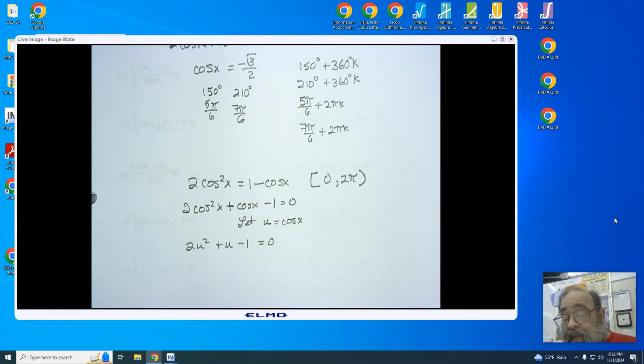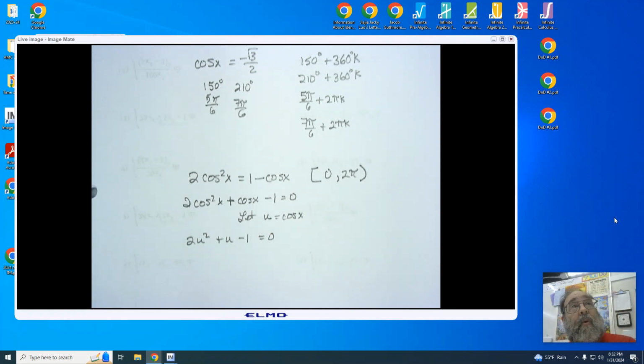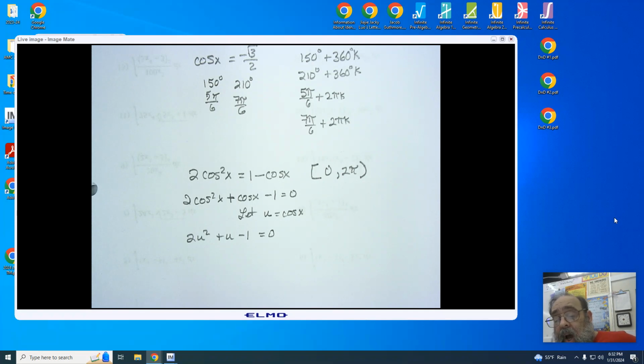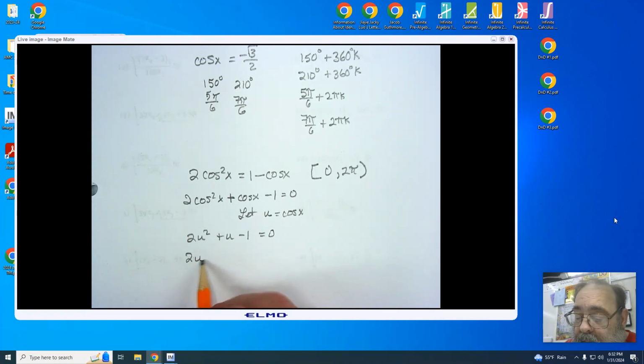And some people will find this an easier method of factoring. Go ahead and use a u substitution anytime you think it's helpful. We're now going to factor. I have a 2u times a u, and that gives me 2u squared. In order to get a 1, I have a 1 times 1.